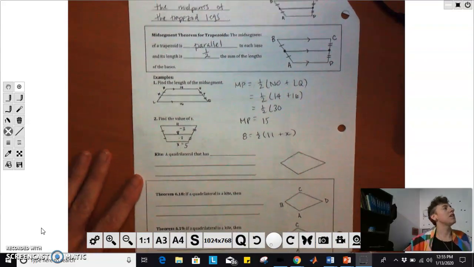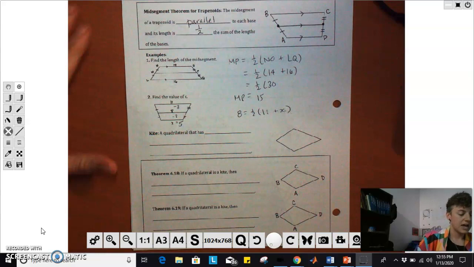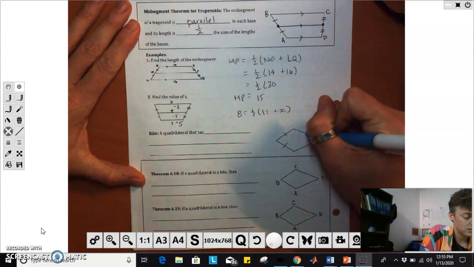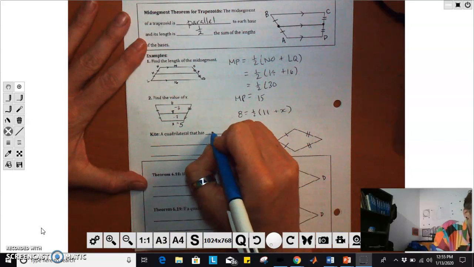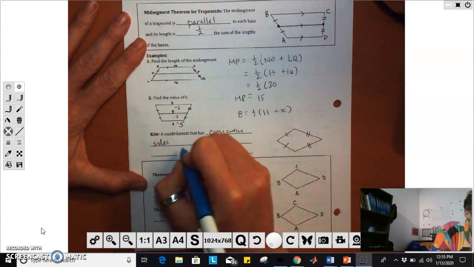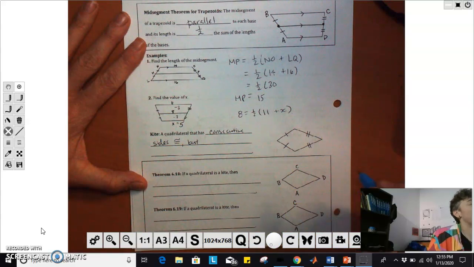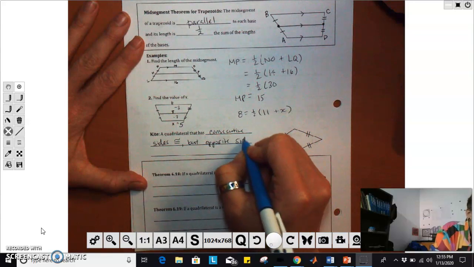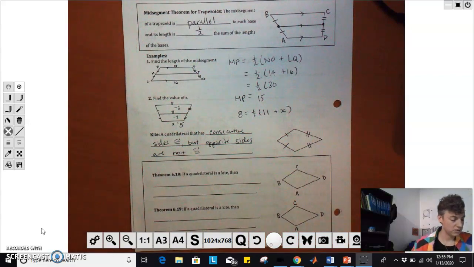All right, let's move on to a kite. A kite is actually a very special geometry figure. A kite has consecutive sides congruent. So it's a quadrilateral that has consecutive sides congruent. Consecutive sides congruent, but its opposite sides are not congruent. Opposite sides are not congruent.